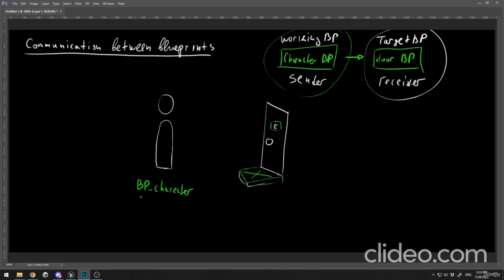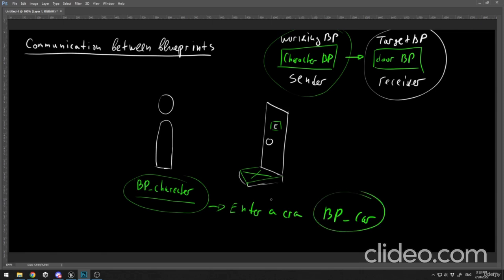So let's say this is our BP character, and this is the most important blueprint in our game because this BP character can execute different types of actions, for example, shooting, opening doors, crouching, jumping, etc. And for example, let's say you want to enter a car. This BP character must execute a command, enter a car. And if you have a BP car, you need to start communicating with the blueprint of the car. All right. So I'm just laying out the basics of communication between blueprints and how they work in theory.